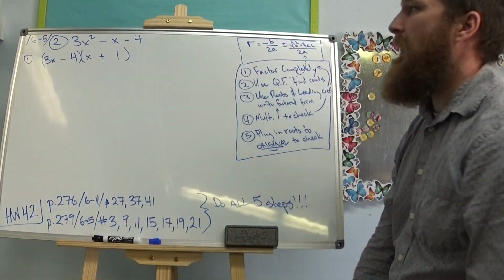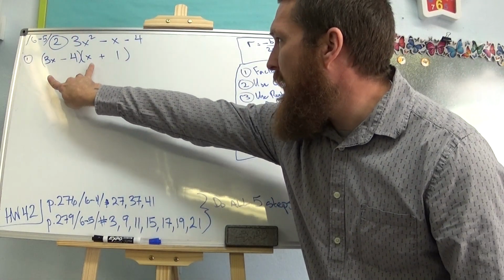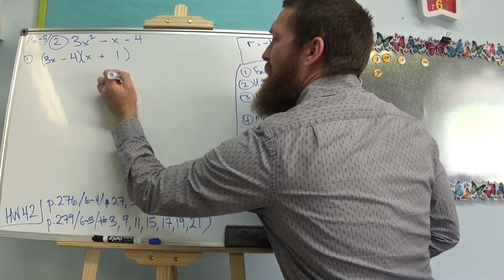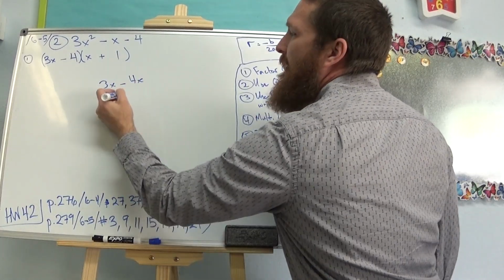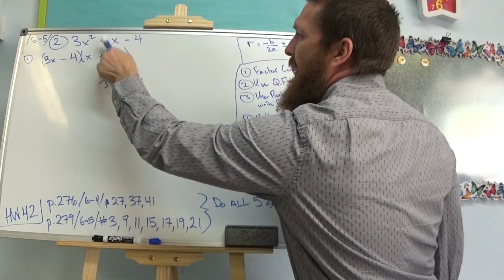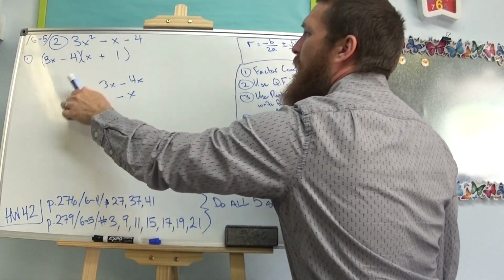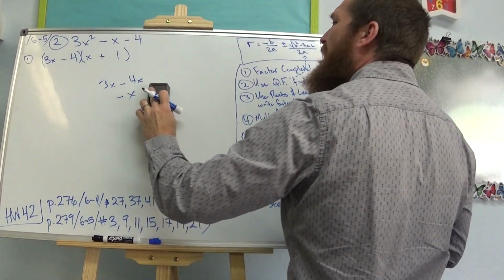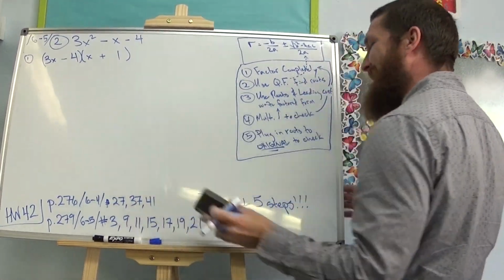First, outer, inner, last gives you 3x squared. Yes. Outer is plus 3x. Inner is minus 4x. Great job. That gives you your minus x, which is what you have. Last gives you negative 4. Positive 1 times negative 4 is a negative 4. We're good to go. We have factored it. But have we factored it completely?